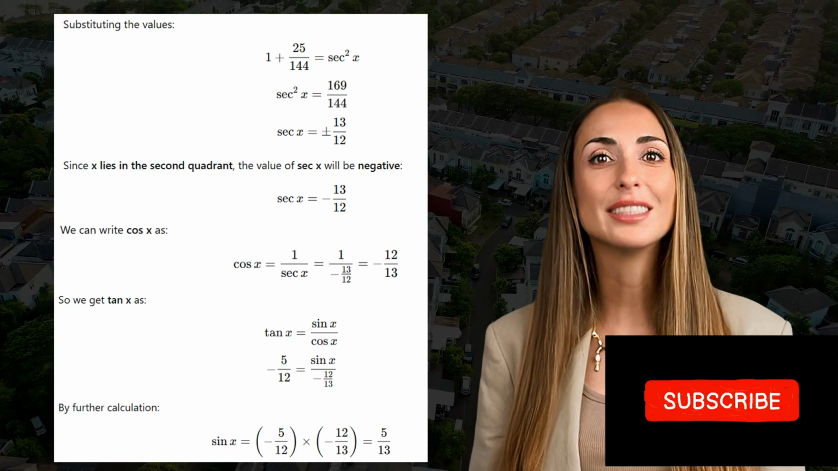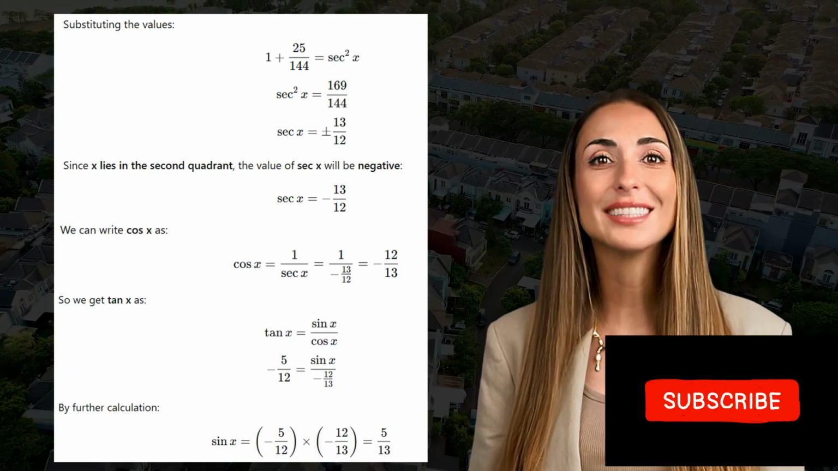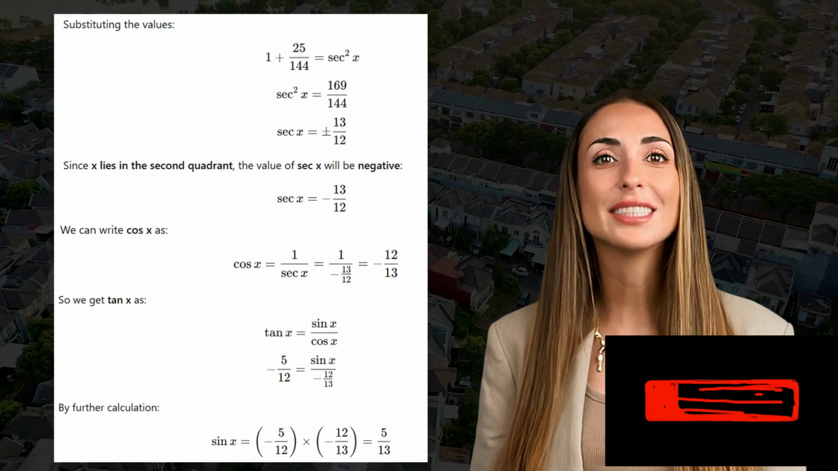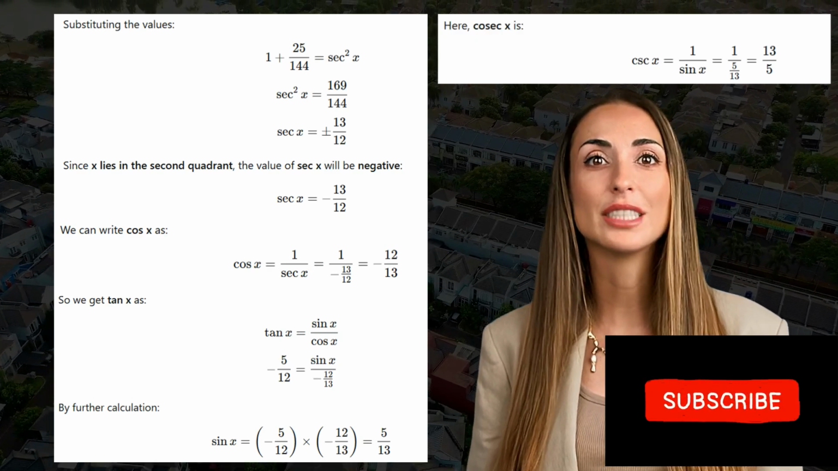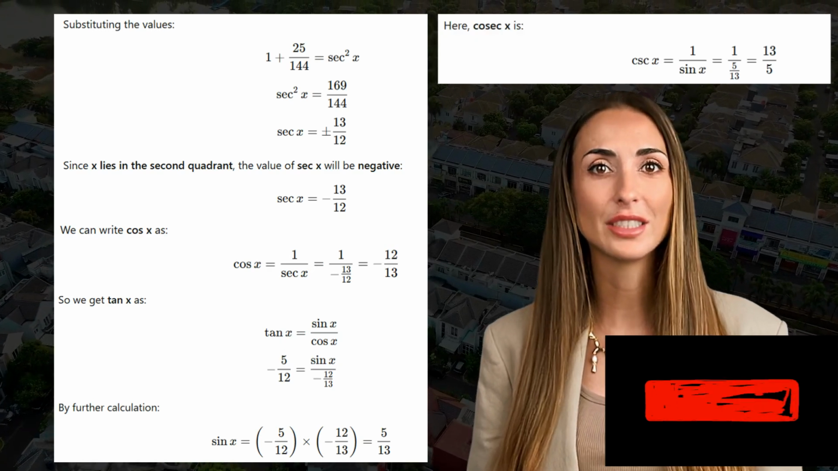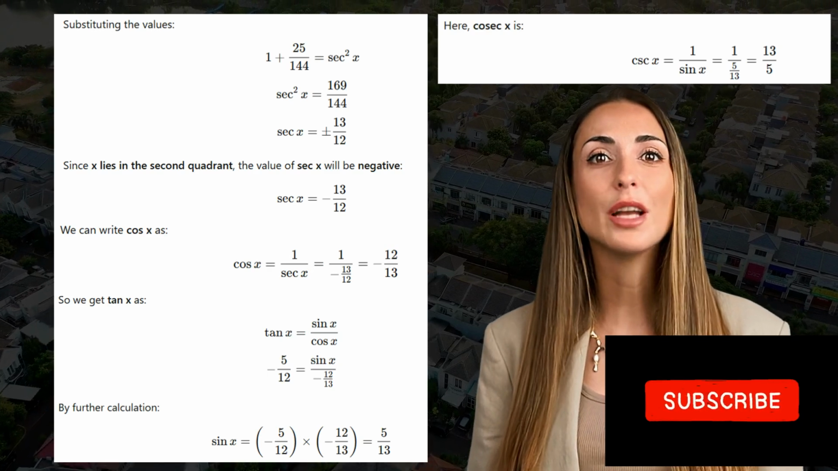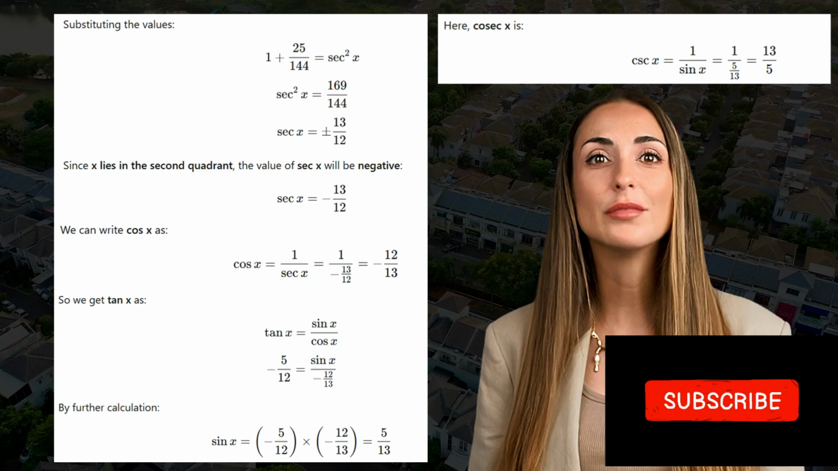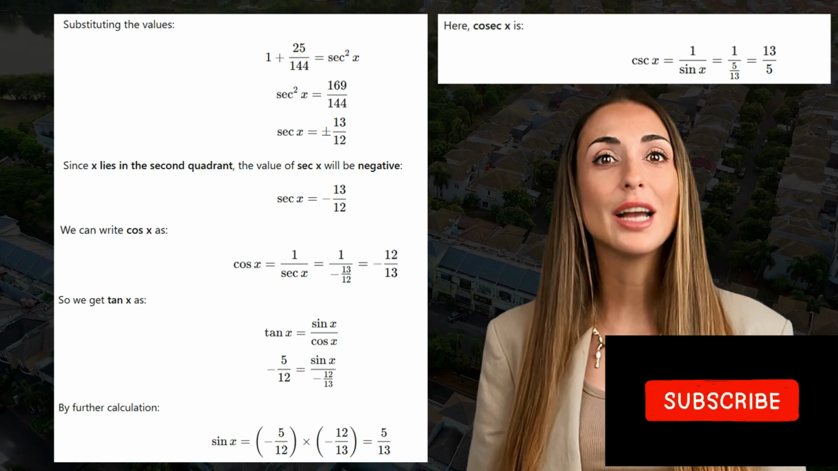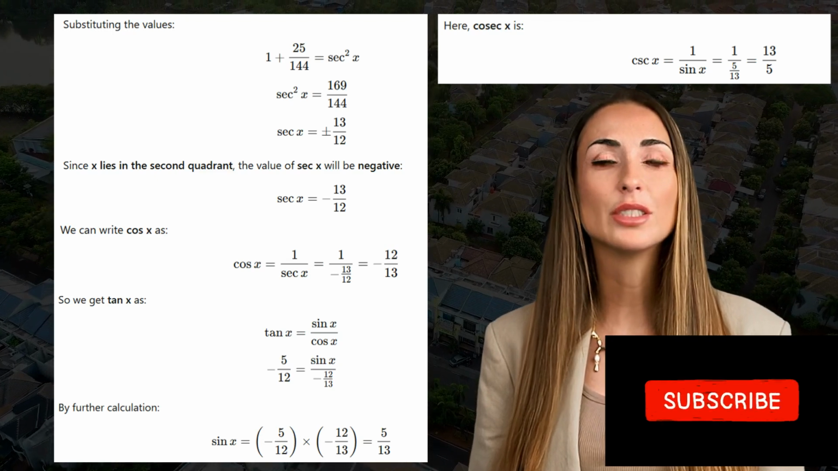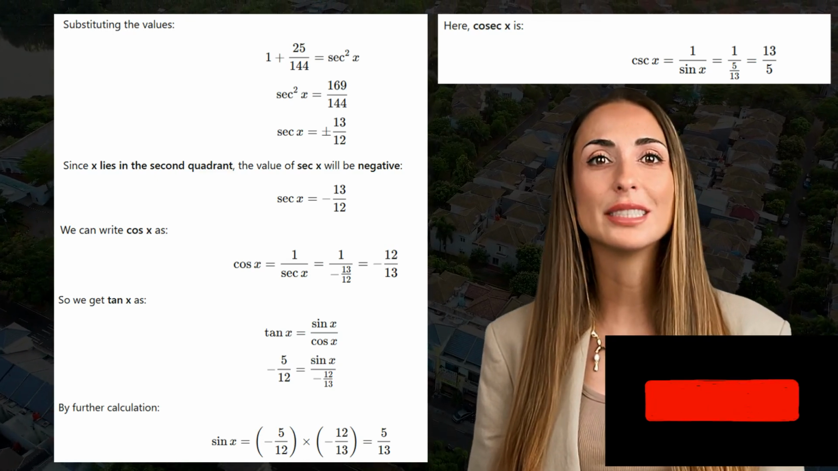Now to find sin x, we will substitute the value in the tan x equation, and then we get sin x equal to 5 by 13. As we know, cosec x is the inverse of sin x, so we get 13 by 5 as the answer. Here we have seen 5 questions, in which we found the values of the other 5 trigonometric functions. Now we will move on to other types of questions, in which we find the value in a different way.